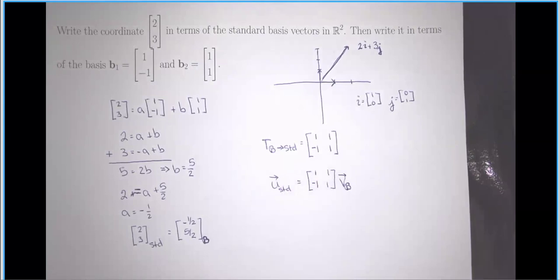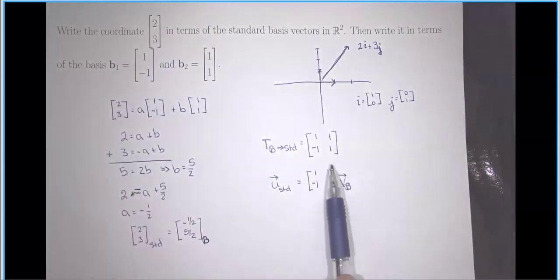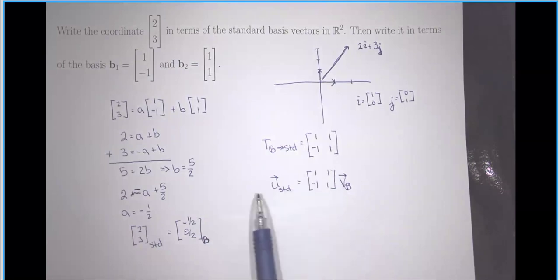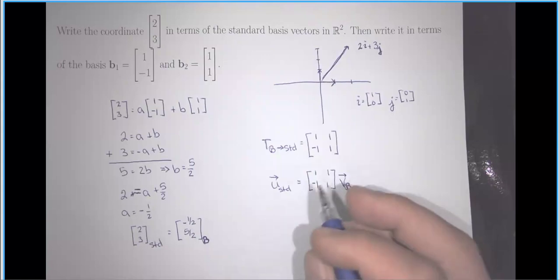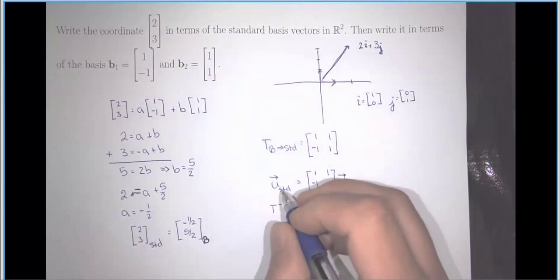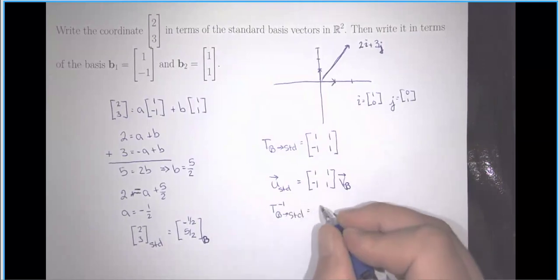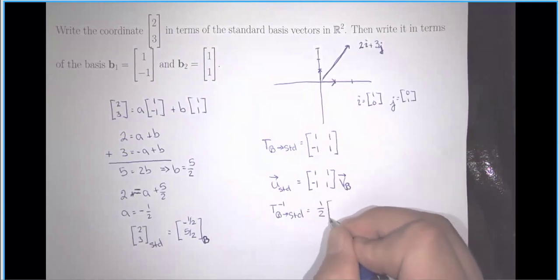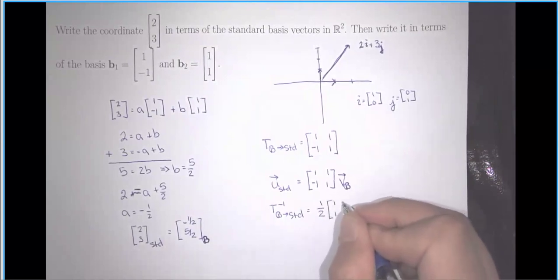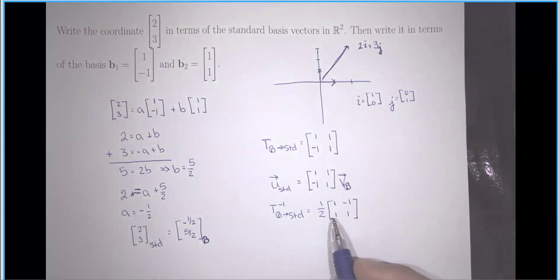Which means that if I have a vector in terms of the standard basis here, 2, 3, the inverse of this matrix, if I left multiply both sides by it, is going to give me this vector VB. So if I find T inverse, from B to standard, which is a half times 1, 1, negative 1, 1, this matrix will map things from standard into B.